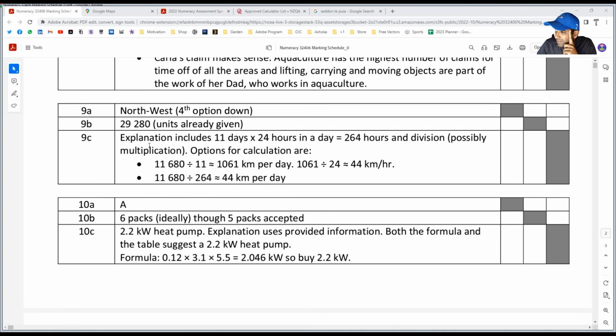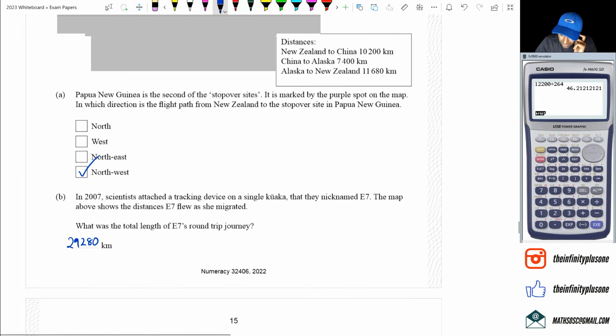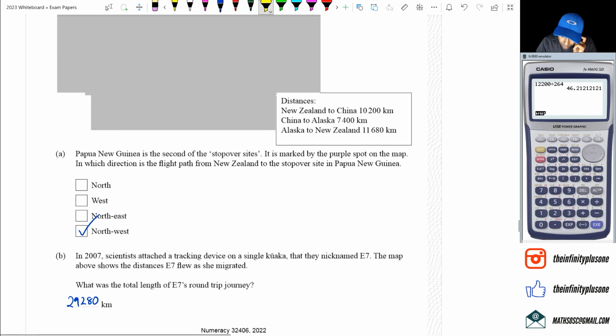this is what they've got. The explanation includes 11 times 24, which gives the 264. But they've decided to go with 11,680 and not the 12,200. I was trying to figure out why they went with 11,680. If we go back to the question, right at the beginning there is a little point that says from Alaska to New Zealand, the distance is actually 11,680.